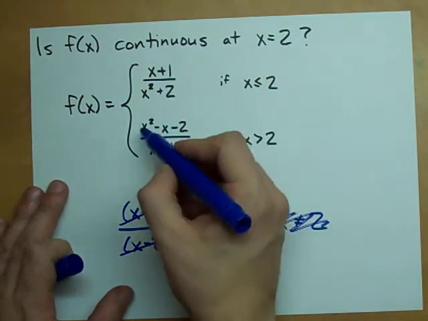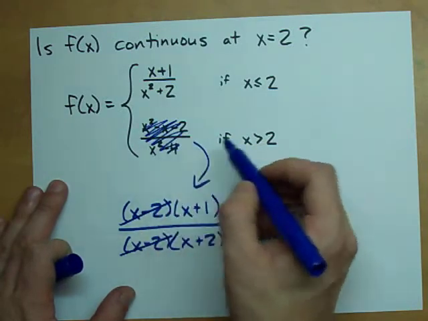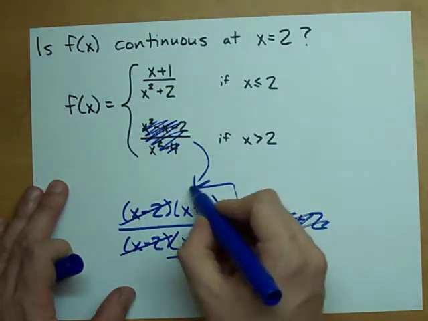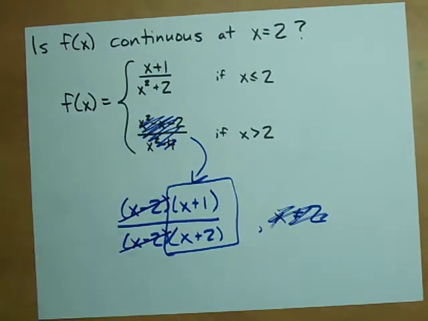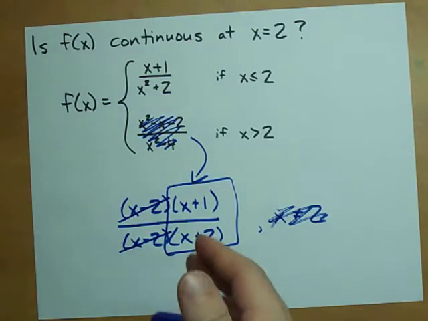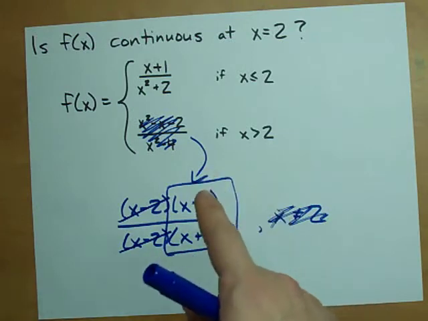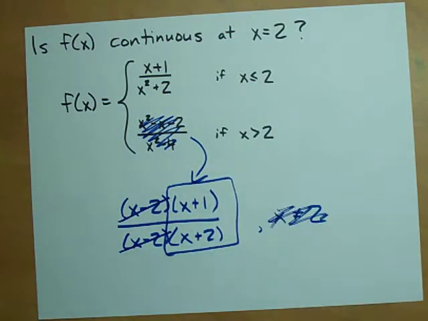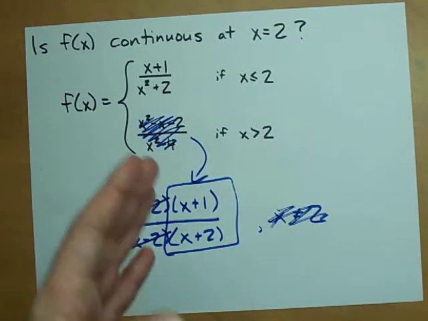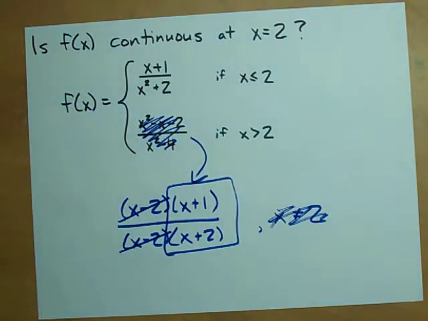We might as well have replaced this function here with this function here. It gives the exact same values and the same parity, positive, negative stuff. It's just easier to look at, and we're actually allowed to plug in 2. So, is f of x continuous at this point?